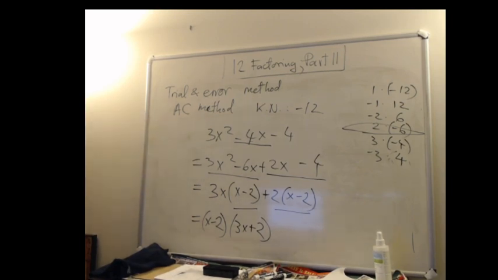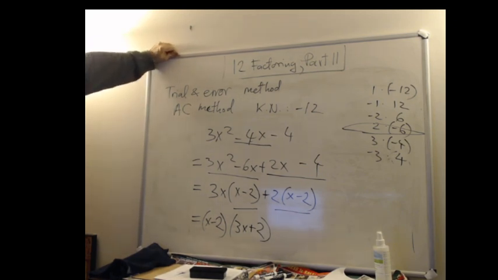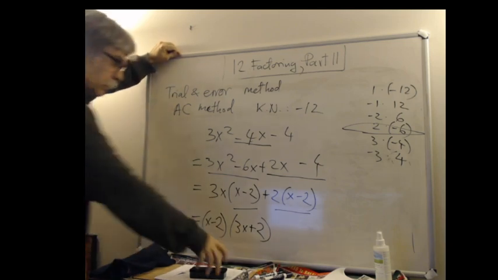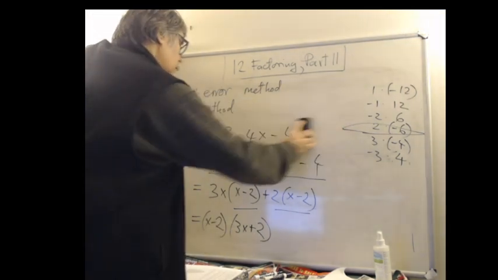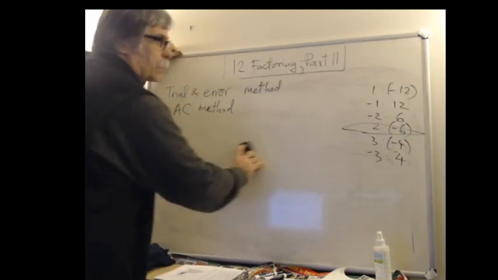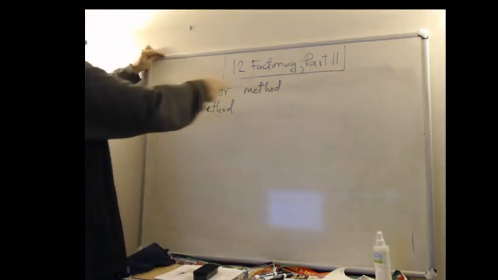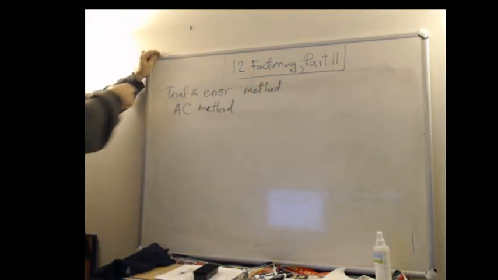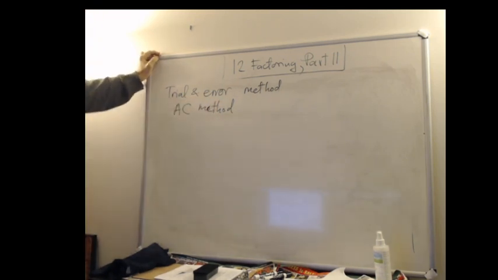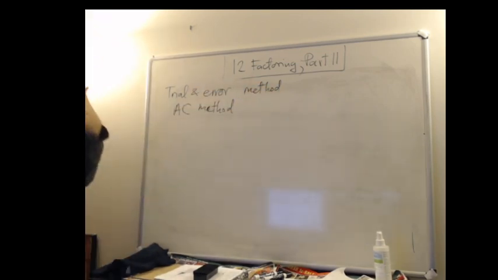We used trial and error. Okay? You could ask a question: which one of these two methods is better? I don't know. It depends on your preference. I've got to say this: whenever trial and error finds a factorization, the AC method will find it, and whenever the AC method finds a factorization, trial and error will find it. So they are so-called equivalent.